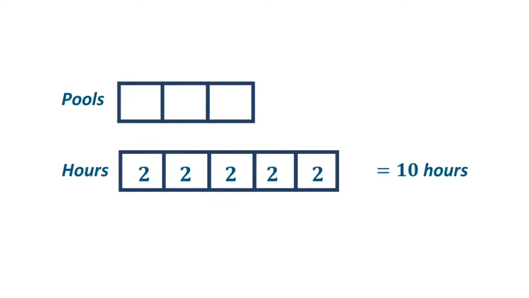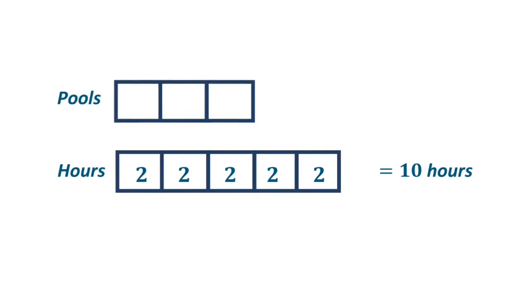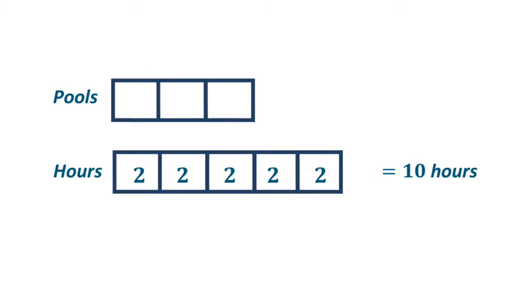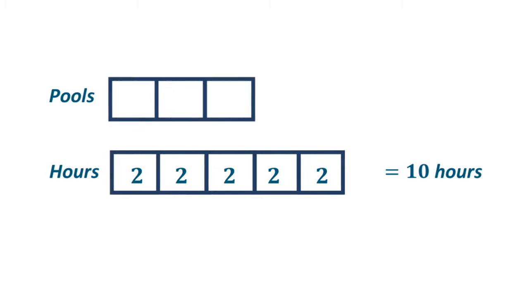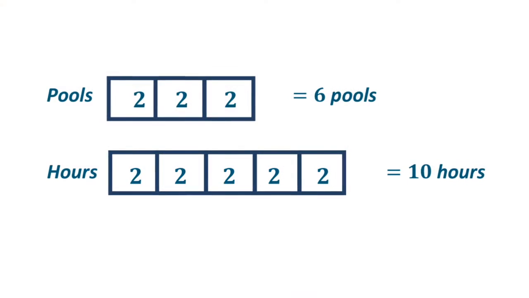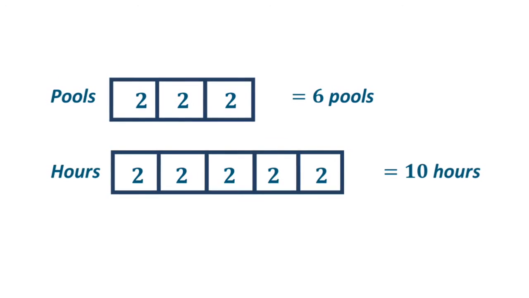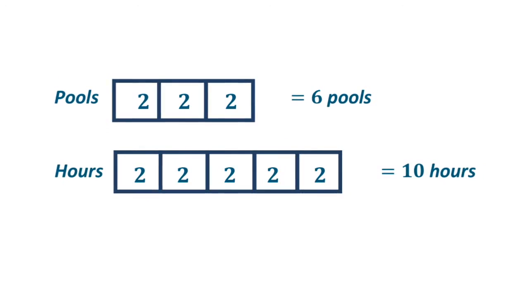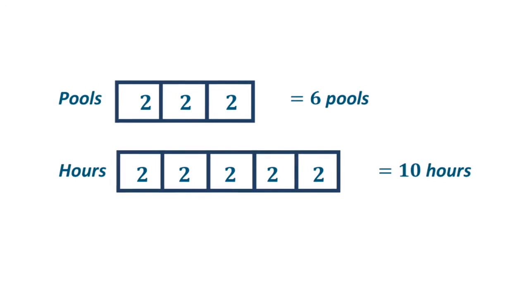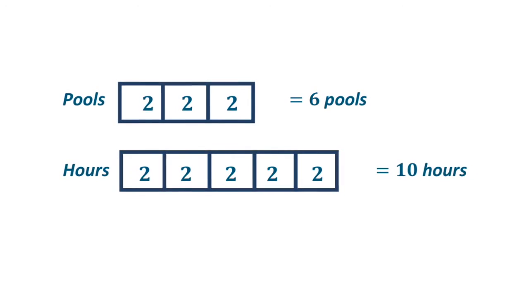If I wanted to know how many pools he would clean in 10 hours, I would simply plug in 2 for every one of my units of hours, because that would give me 10. And since I know that my units are 2, I can plug those 2 units in for my pools and see that 2 plus 2 plus 2 is 6. 6 pools every 10 hours.